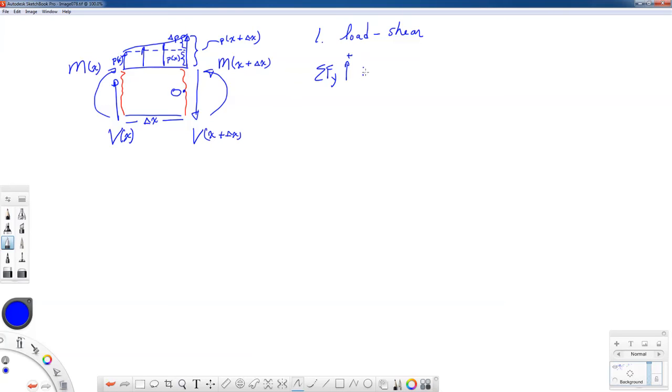Let's do the summation of forces in the y direction. On the left hand side, I have V of x pointed upward. On the right hand side, I have V of x plus delta x pointed downward, so negative. And then my force is going to be upward. I have the constant distributed load portion P of x times delta x. And then I have some extra force. And exactly where it is, I can't really tell you for sure exactly what that amount is unless I know the shape of this region that lies above the rectangle that I just drew.